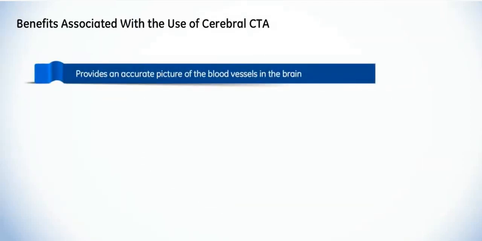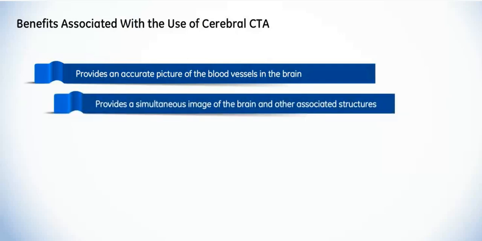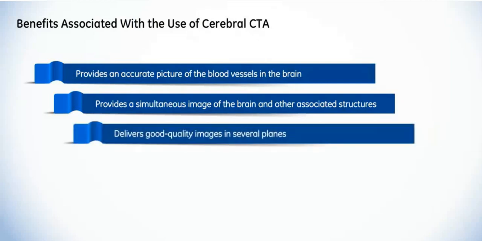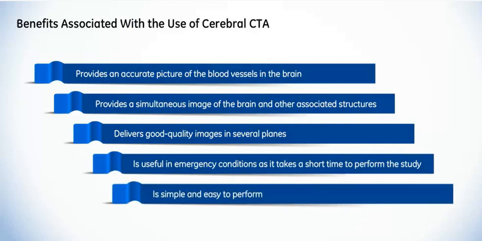Let's now look at the benefits and risks associated with the use of cerebral CTA. One of the major benefits of cerebral CTA is that it presents an accurate picture of the blood vessels in the brain. It can simultaneously facilitate the assessment of the brain and other associated structures. It can generate good quality images in several planes, providing greater anatomical details. Cerebral CTA can be performed rapidly and can be used even under emergency conditions. It is simple and easy to perform.